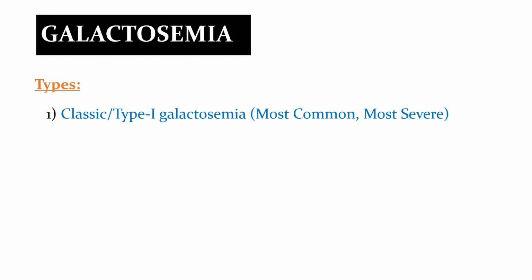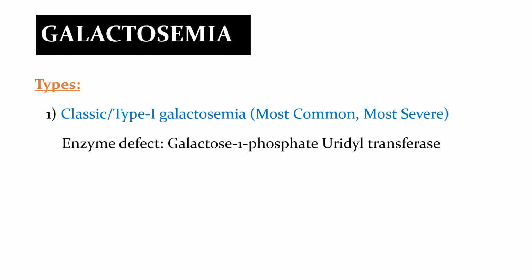Now we shall discuss inborn errors associated with galactose metabolism, that is galactosemia. Any defect in metabolism of galactose can lead to accumulation of galactose. There are different types of galactosemia. The first type, classic or type 1 galactosemia, is the most common and most severe type. It is due to a defect in the enzyme galactose 1-phosphate uridyl transferase.